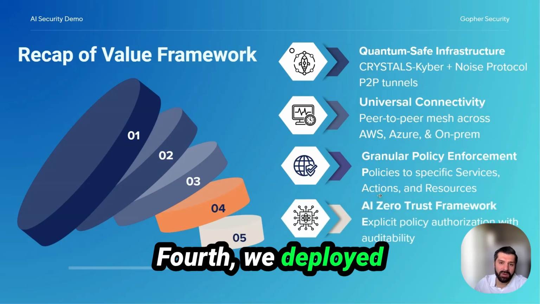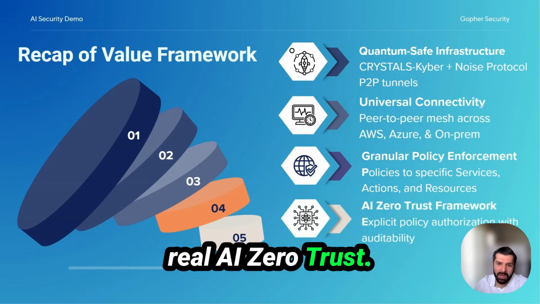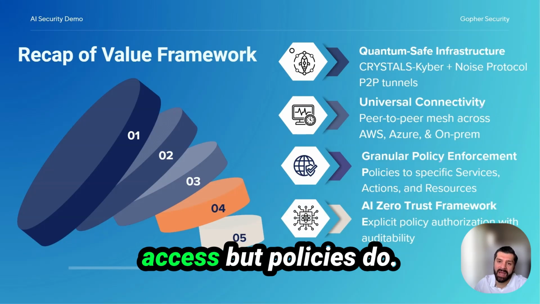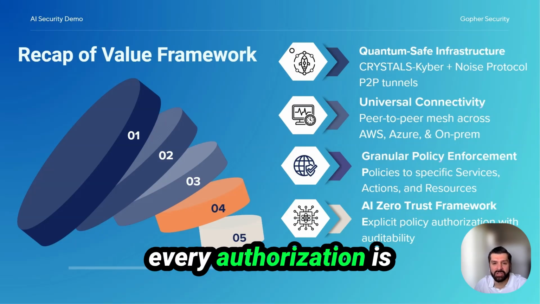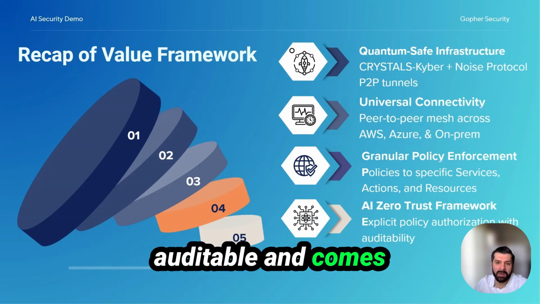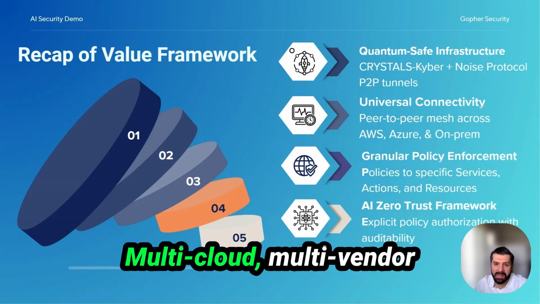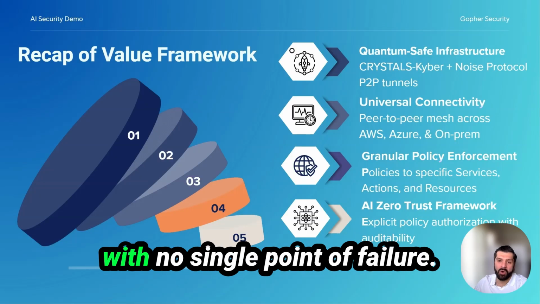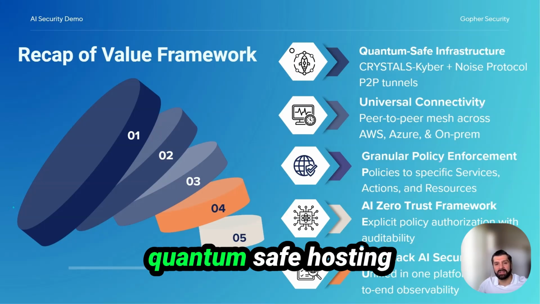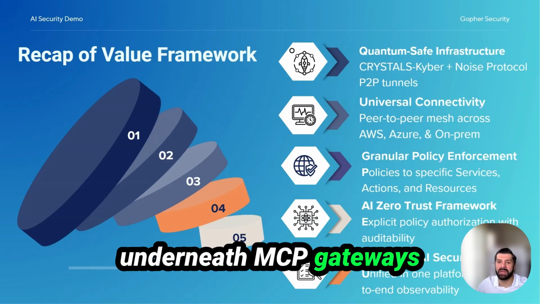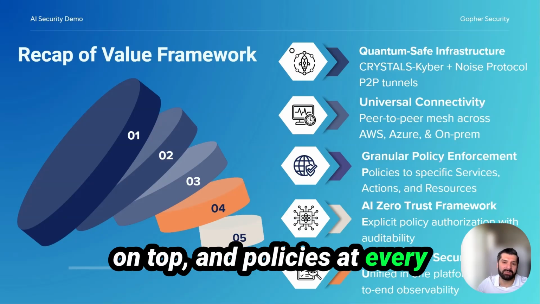Fourth, we deployed real AI zero trust. Being on a network doesn't give you access, but policies do. Every action is authorized, every authorization is auditable, and comes with high availability, multi-cloud, multi-vendor, with no single point of failure. Full stack AI security with quantum safe hosting underneath, MCP gateways on top, and policies at every layer on one platform.